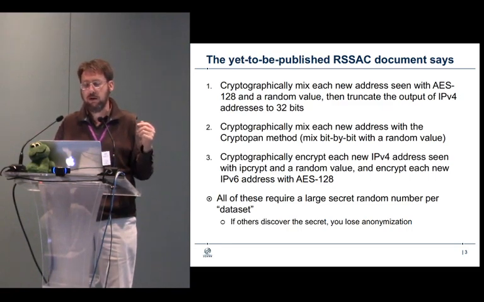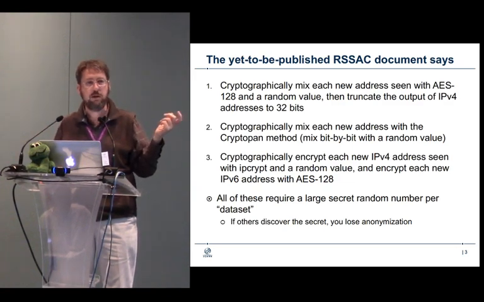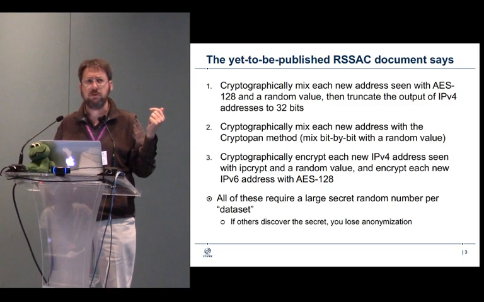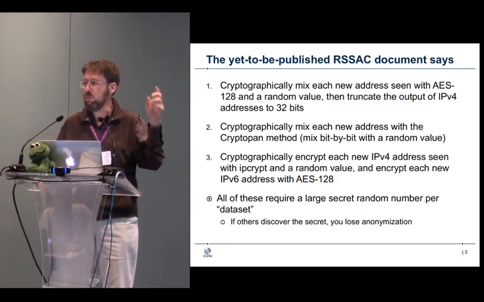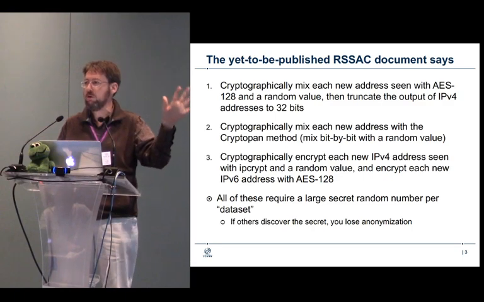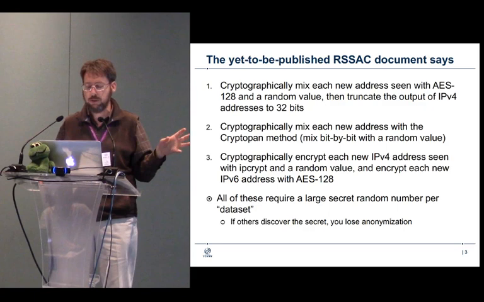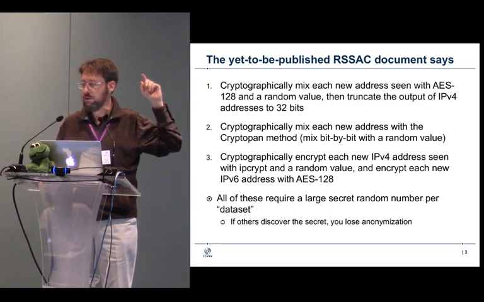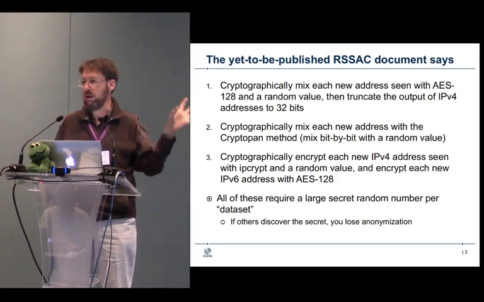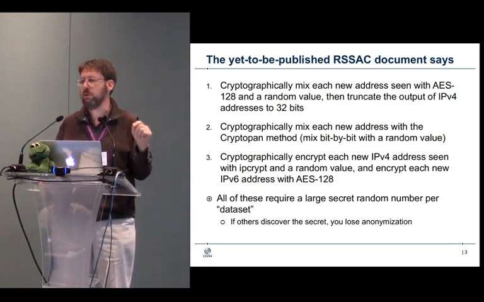And then number 3, some of you have seen this on the DNS operations mailing list. Someone said, I think it might have even been Barrett, oh, IP crypt. This is actually using IP crypt, which, since it's only a 32-bit cipher, you use for IPv4, and for IPv6 you use AES 128. Important note, you need a secret random number for any of these. And by secret, that means anyone who knows the secret is going to be able to de-anonymize.